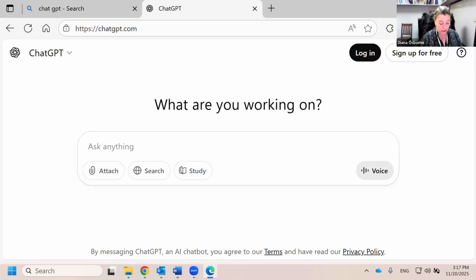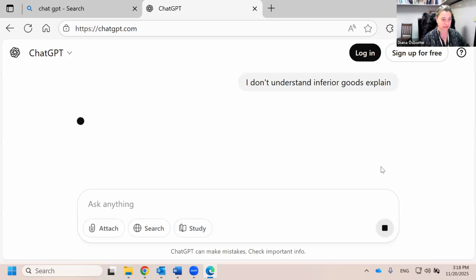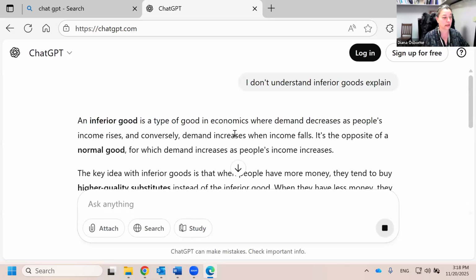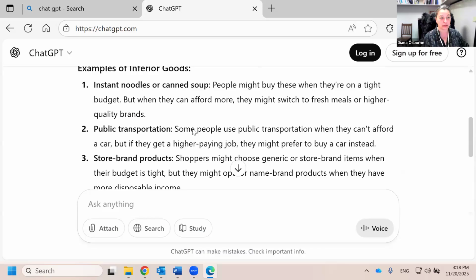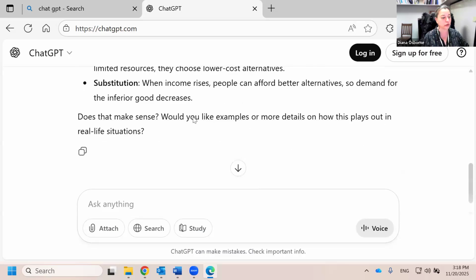Let's say I don't understand, writing this, let's say inferior goods. Notice I even spelled it wrong, and it would probably also ask correctly, but I have to check and correct my writing because I'm teaching here too. And you get an explanation with examples. Lots and lots of stuff to read.